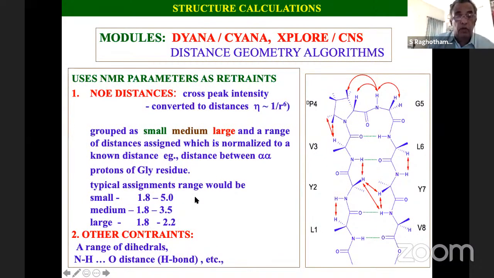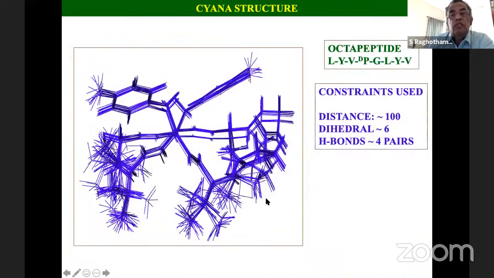But this is the minimum you can do. And you have other information, hydrogen bond information, dihedral bond information. You put all these things into a computer program called Cyana. Cyana is one of the most useful software. And now once you feed all those things, you get a structure.